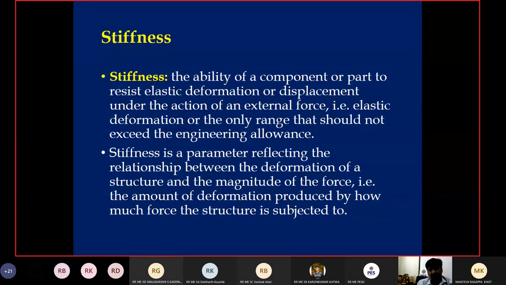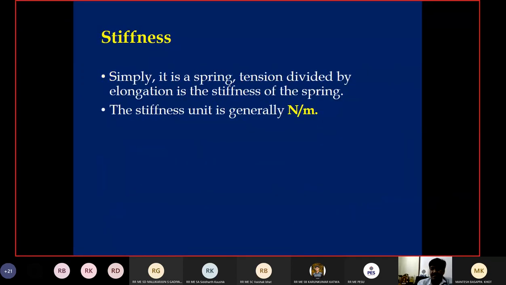If you have a spring system, I think you would have done it with an actual system, you know that when it is subjected to uniaxial tension, it undergoes elongation, and thereby you would have derived the deflection formula. If I reorganize and put it as P by delta, you get the stiffness of that particular system or the actual member under tensile force. The unit of stiffness is generally Newton per meter.